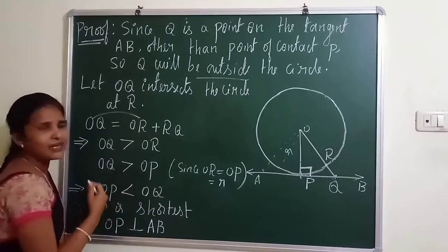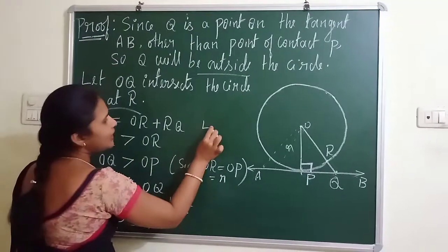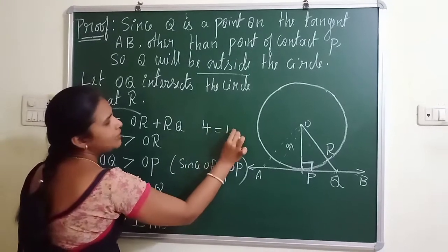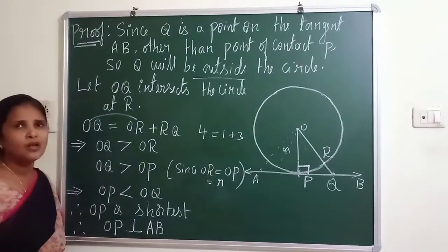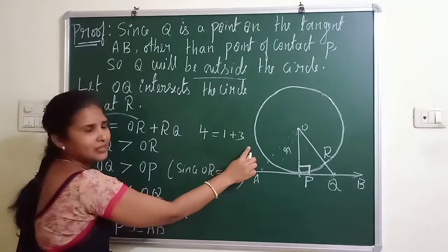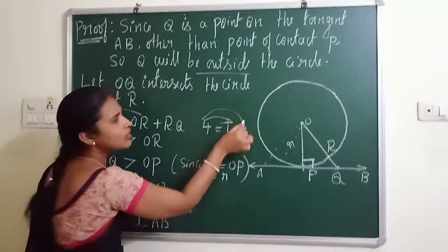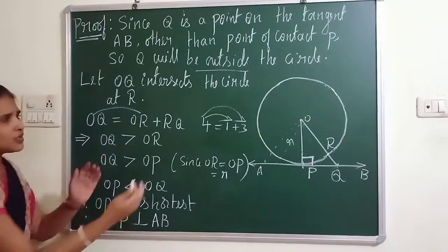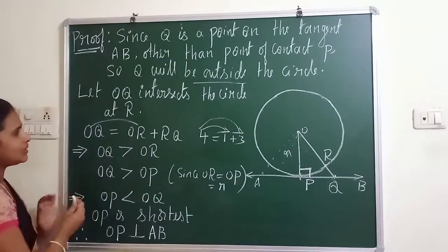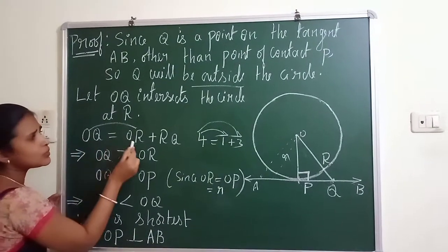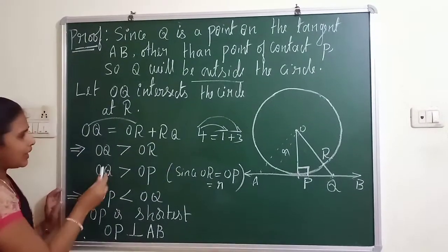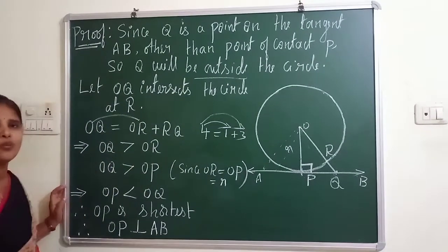How? For this, let me give an example. If I take 4 equals 1 plus 3, everyone agrees? 4 equals 1 plus 3. Can I say that 4 is greater than 1 and also 4 is greater than 3? The same, if you apply here, since OQ equals OR plus RQ, I can say OQ is greater than OR.